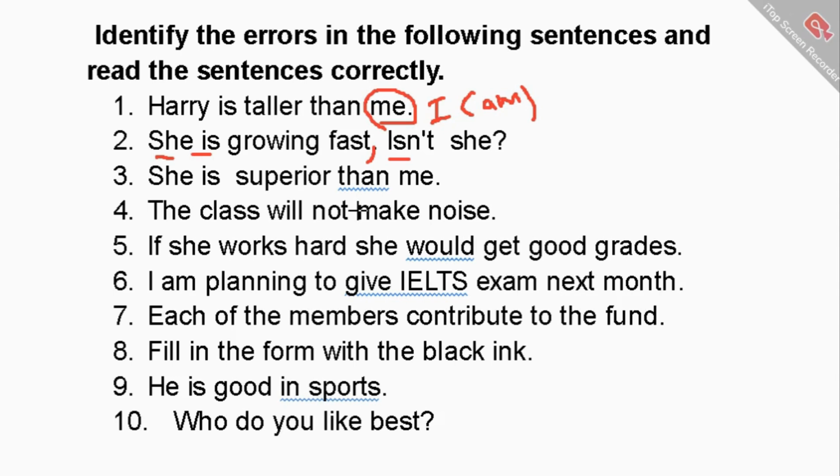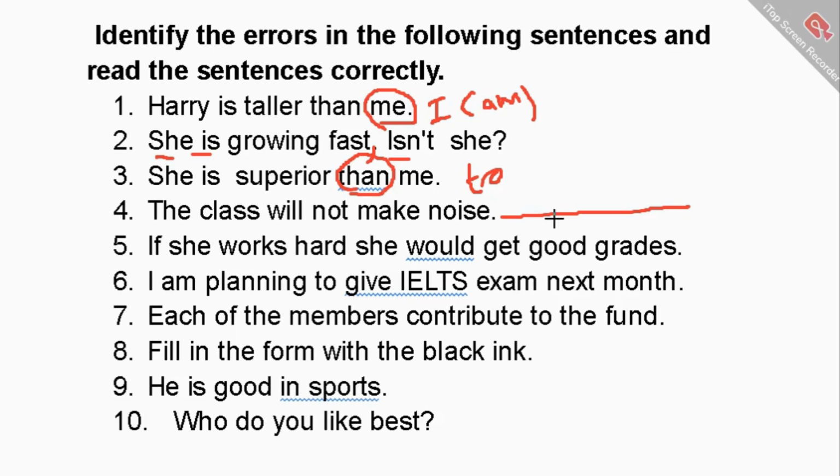Next one, the class will not make noise. Now here the error is that the sentence is incomplete. It should be if the teacher is present, so that would be a conditional sentence. If the teacher is present, the class will not make noise. So here the other part of the statement was missing.